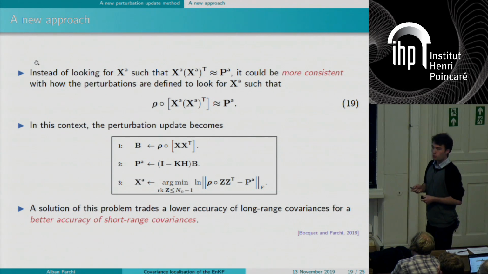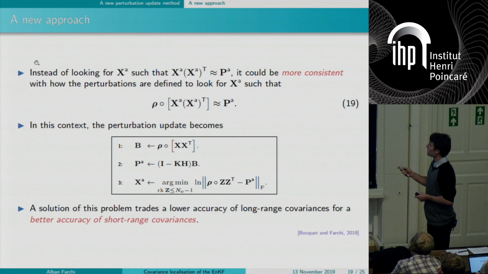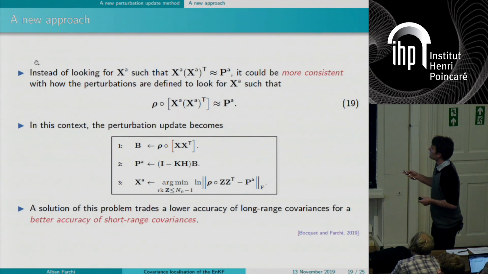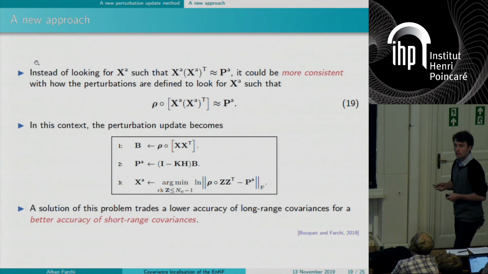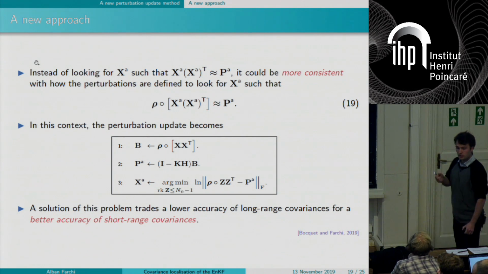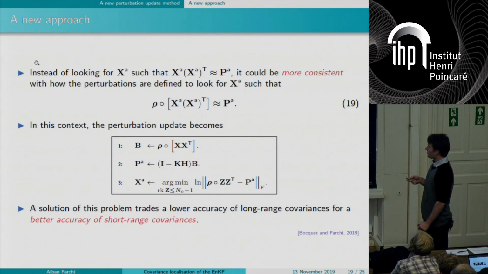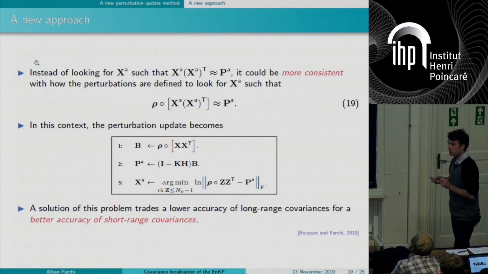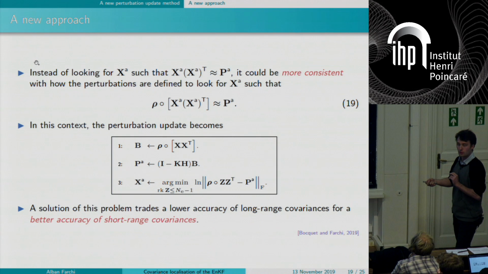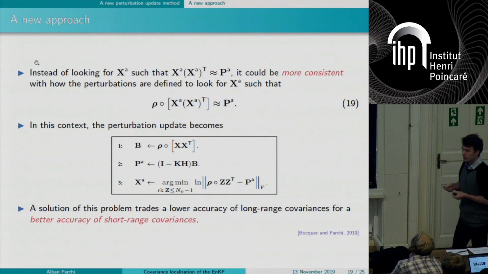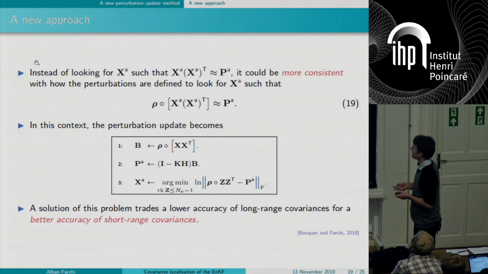So if we follow this approach, the perturbation update becomes three steps. First, use the localization matrix to regularize the B matrix. Then compute the exact analysis error covariance matrix. And then, finally, solve this minimization problem to find the analysis ensemble. And obviously, with this minimization problem, we don't require an accuracy for the long-range covariances, which is why we can hope to find a better accuracy for the short-range covariances.